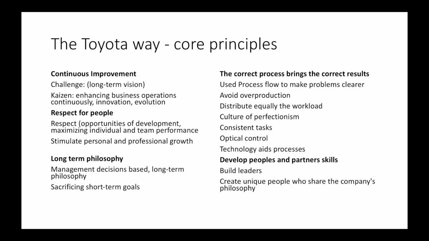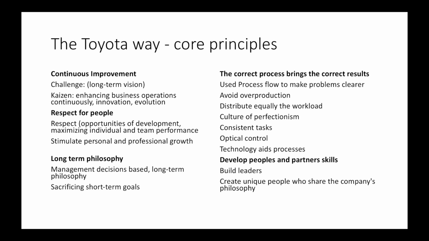I also wanted to include a case study from Toyota since it was them that invented the modern way of looking at Lean. It is important with continuous improvement, meaning having a challenge in a long-term vision, and making the business better continuously, which means more innovation and to evolve. Have respect for people by giving opportunities of development, maximizing individual and team performance together with stimulating the personnel and professional growth. Have a long-term philosophy and make management decisions based on it, also sacrificing short-term goals if needed.